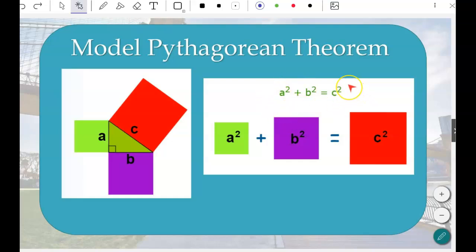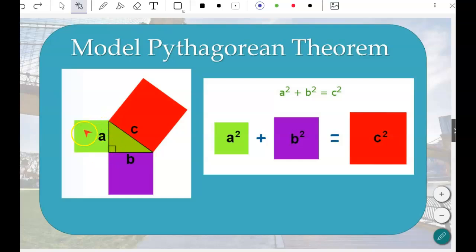So here's the model for Pythagorean theorem. First of all, here is Pythagorean theorem. It states that if we square the length of the legs, it's a squared, this length is squared, and we square the length of the other leg, b squared, add those together and they will equal what c squared is. Works every time.